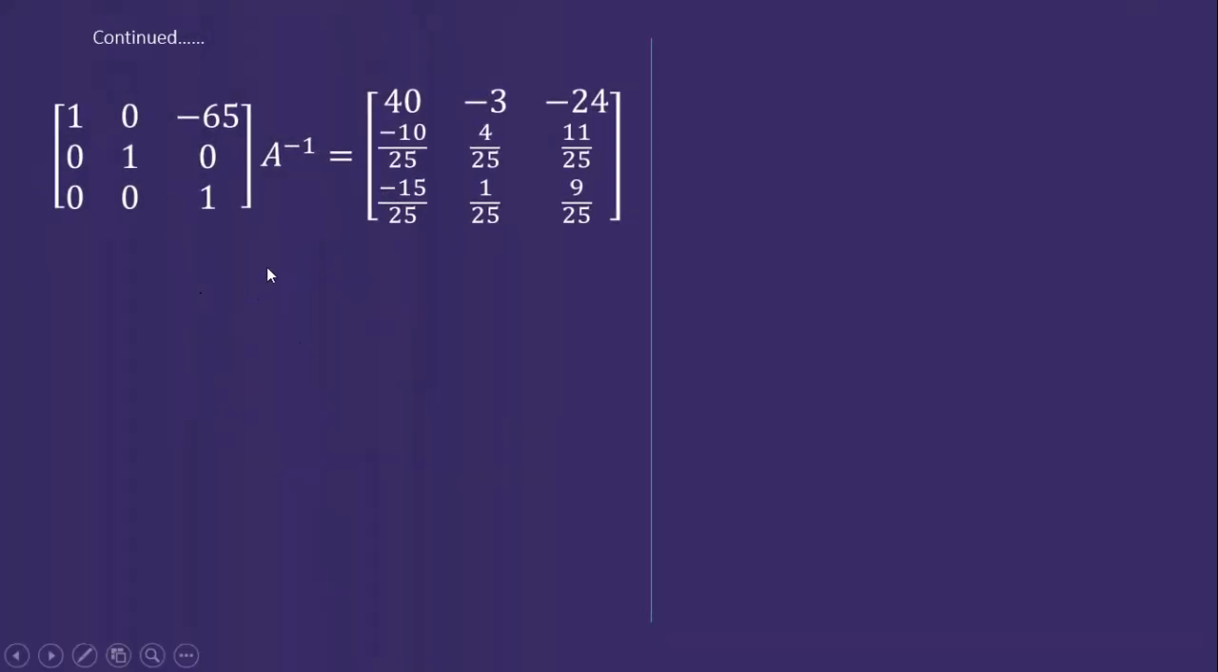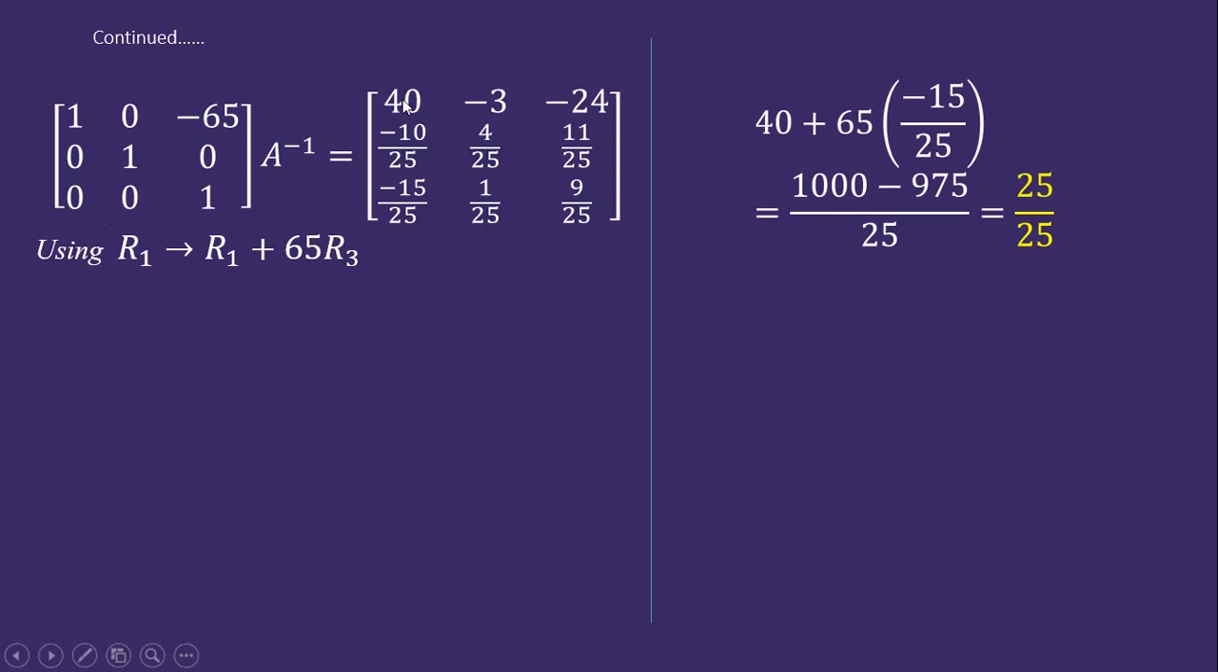We get this, we have a last step this. Now we apply this transformation here, minus 65, we multiply the last row by 65 and add to the first row. So R1 to R1 plus 65 R3. Okay, again we make these calculations here. 40 plus 65 into this element. 40 plus 65 into minus 15 by 20. This calculation gives 25 upon 25.